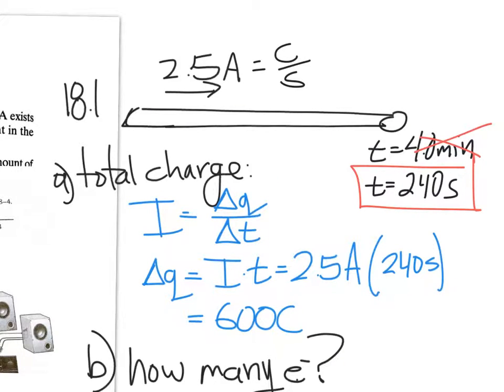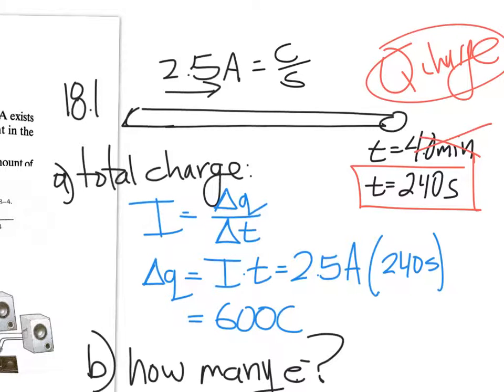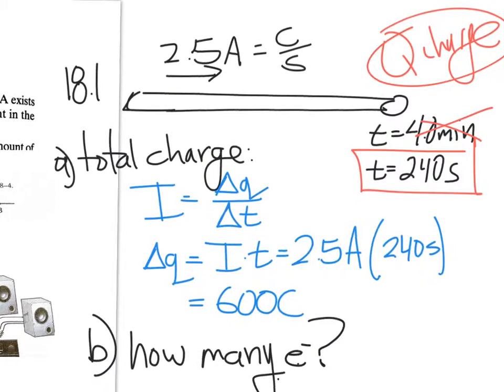So in solving for Q, remember Q is for charge, our variable, we're going to multiply the current by the time. 2.5 amps times 240 seconds is 600 coulombs. That's a huge amount of charge. Ouch. B, so how many electrons is 600 coulombs?